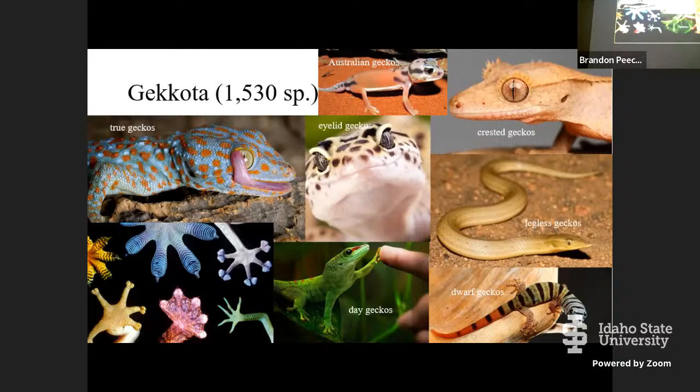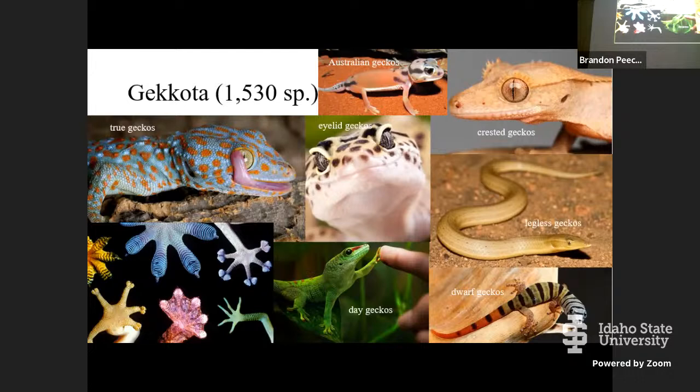Observations or questions about geckos and other gecko-related things? Nope. There's a lineage of gecko that has lost its limbs. Legless geckos. Yep, they live in grasslands. I think they're Asian. I don't think they're African. I think they're all Asian, but I could be wrong. I'm sorry if I don't know.